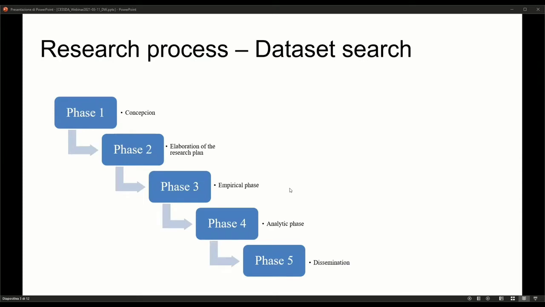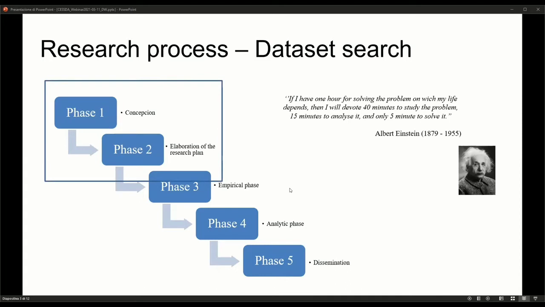Conducting a research project is a very demanding task, which is composed of different phases. All the phases are important, and each of them is characterized by specific challenges and tasks. The first steps are very critical for the success of a research project. A famous Nobel Prize winner said, "If I have 1 hour for solving the problem on which my life depends, then I will devote 40 minutes to study the problem, 50 minutes to analyze it, and only 5 minutes to solve it." This is only an example of how important the first steps of a research project are.